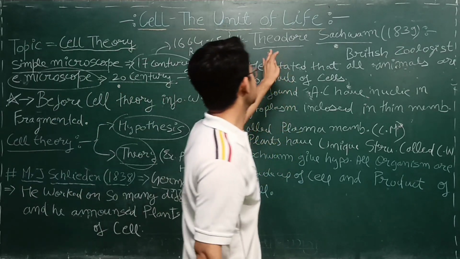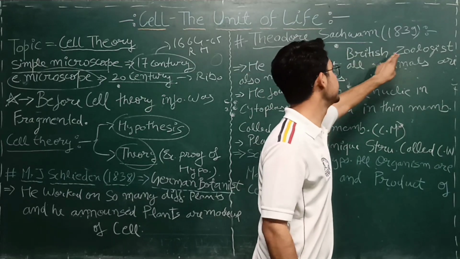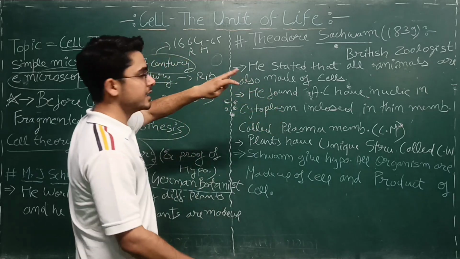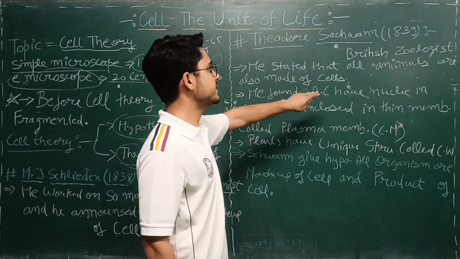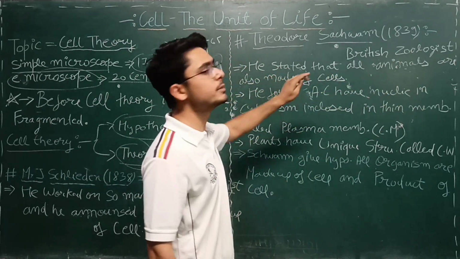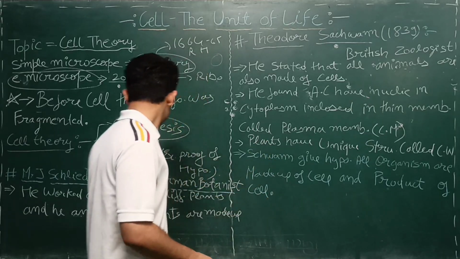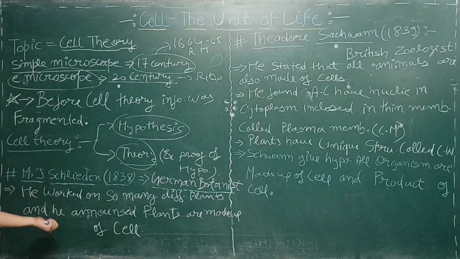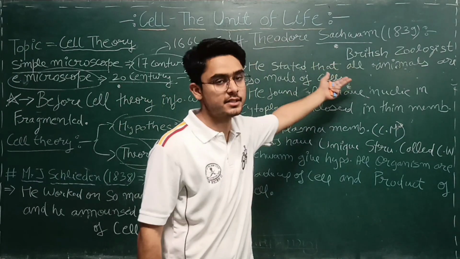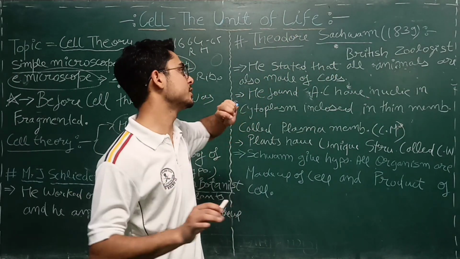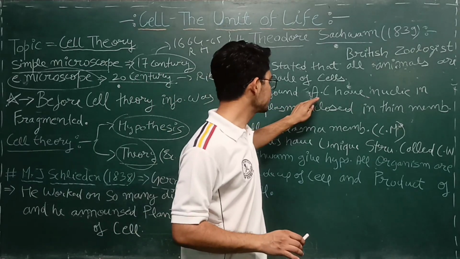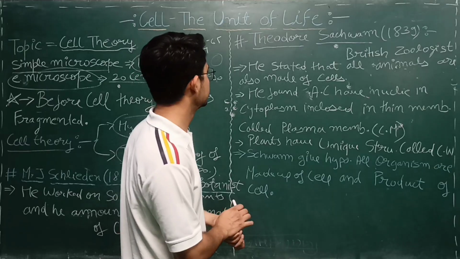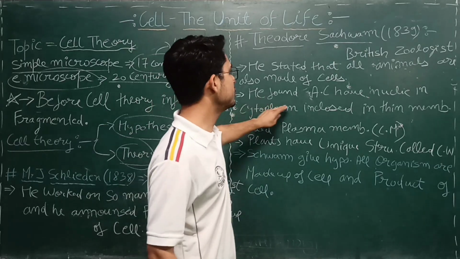same one. So Theodore Swan, in 1839, he was a British zoologist in England. He stated that all animals are also made up of cells. What he said, when first Schleiden says that all plants are made of cells, Swan also says that yeah, all animals are also made of cells. So he found animal cell.